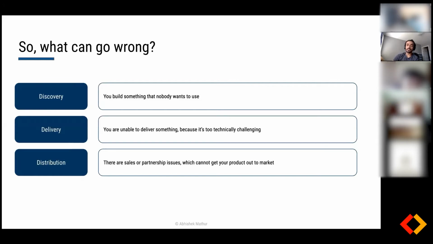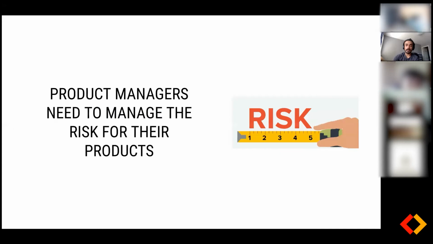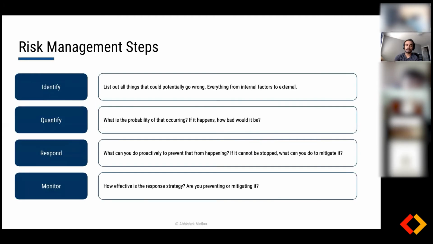So obviously these are just a few of the risks. Many things can happen, but product managers effectively need to manage the risk for their own products on behalf of the organization. So how do you go about doing risk management? This is a 4-step process, and we'll go over these each one step at a time.